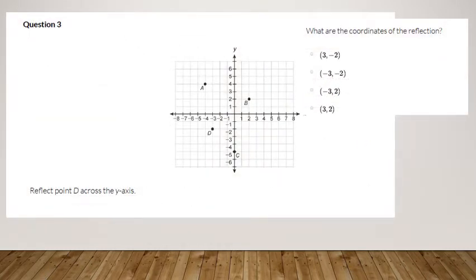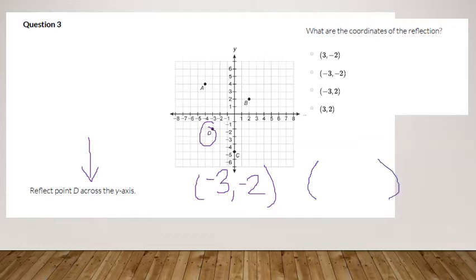Okay, what are the coordinates of the reflection? And it asked me, reflect point D across the y-axis. So if I look at point D, it's right here. That is negative 3, negative 2. We're going to reflect it across the y-axis.